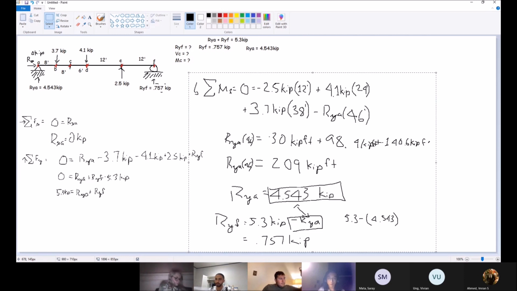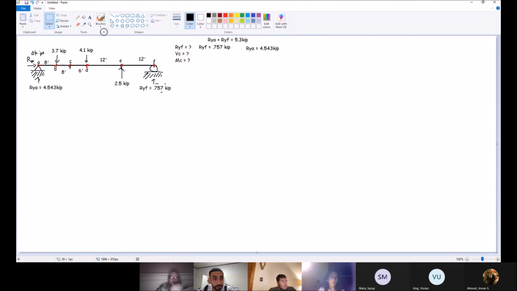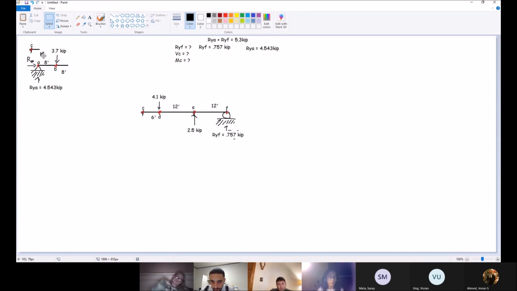All right. So I'm just going to move that off to the side. Now, number 2, we're looking for the internal shear at point C. So it's asking for interior reaction forces. So we're just going to cut it at point C. And so we're just going to have two halves. We're going to have this half, and we're going to have this half.